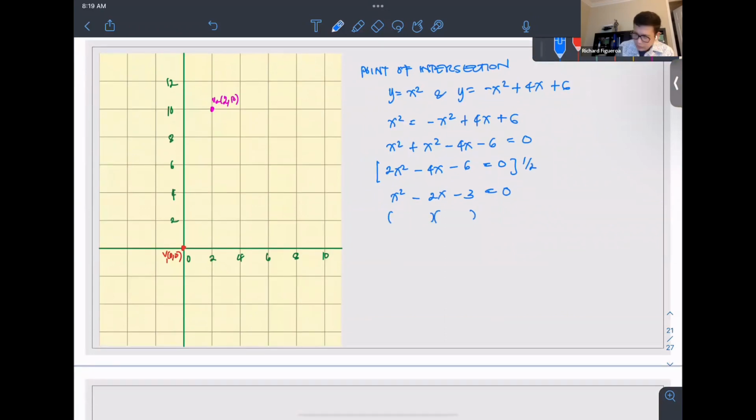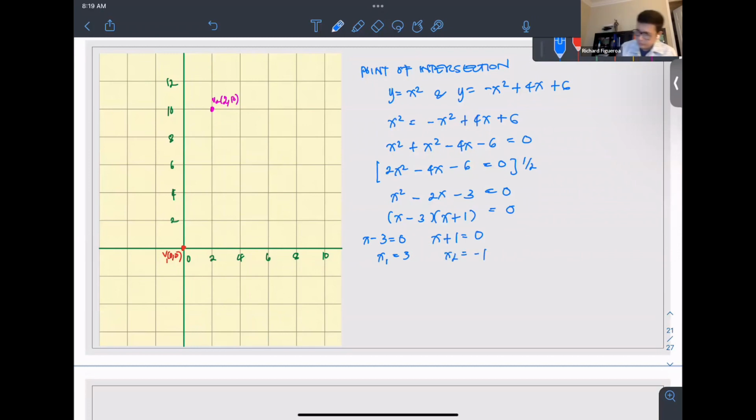And I factor this one to find the value of x. The factors of negative 3 are 3 and 1, so I'll have negative 3 and a positive 1. So (x minus 3)(x plus 1). Negative 3x plus x is negative 2x, and negative 3 times positive 1 is negative 3. So we have x minus 3 equals 0. Therefore, our first point of intersection is positive 3. And then x plus 1 equals 0, so our second point of intersection will be negative 1.